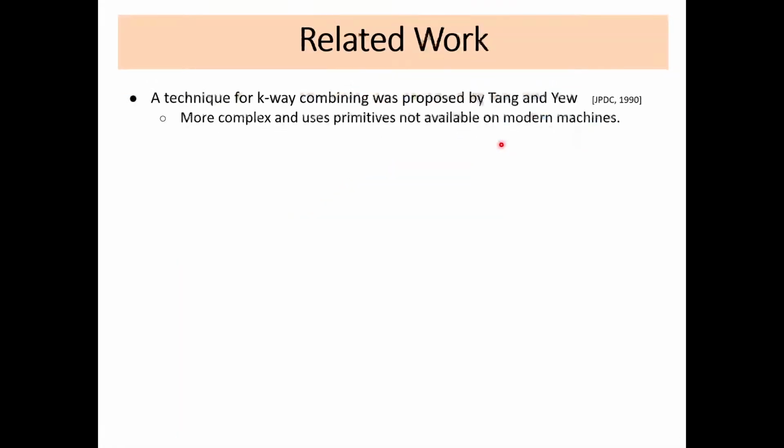Okay, so, related work. Some of the ideas that I presented are not completely new. They were there in the past, in previous work. For instance, a technique for K-way combining was proposed by Tang and Yu in the Journal of Parallel and Distributed Computing in 1990. But it's a more complex scheme than our scheme and uses primitives not available on modern machines.